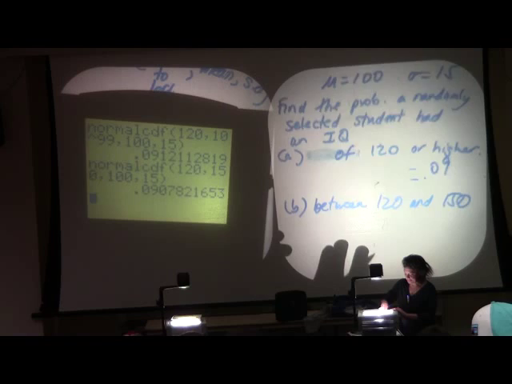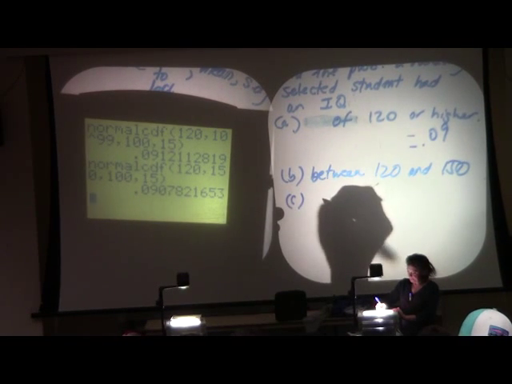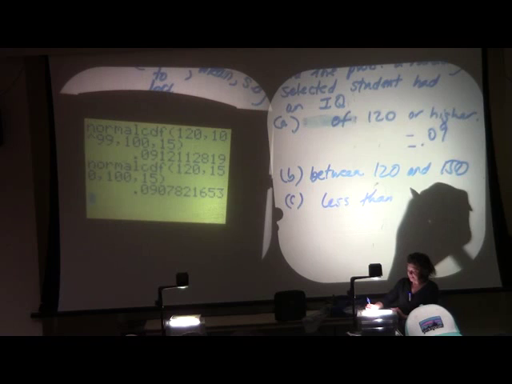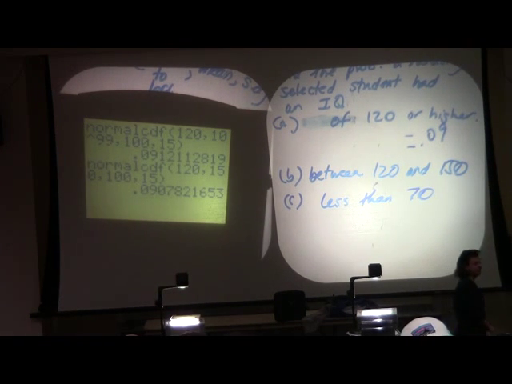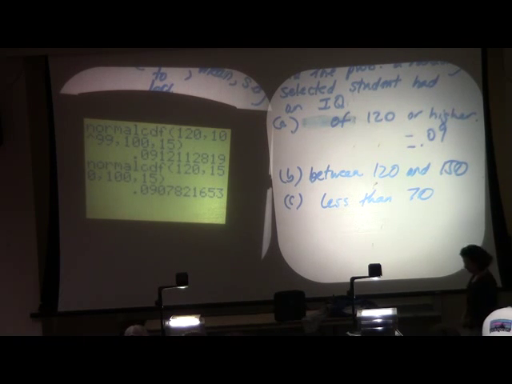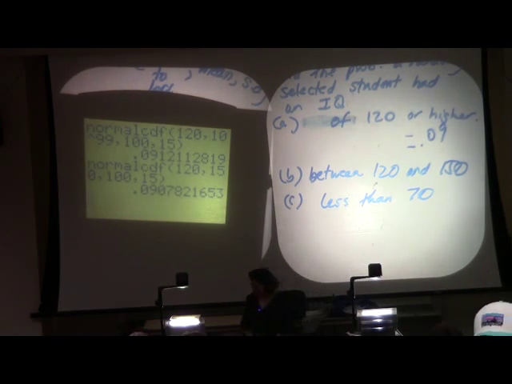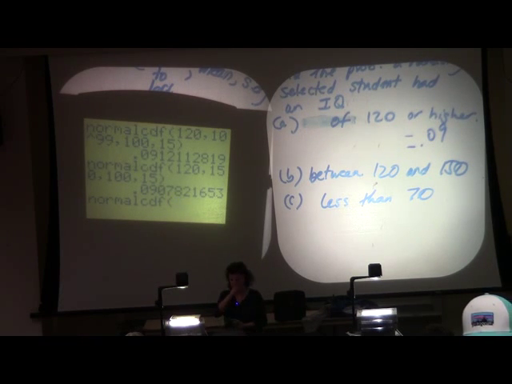Let's do one more of these. How about less than 70? What's our lower? I mean, technically it's 0, right? You're not going to get an IQ of less than 0. But we could put negative 10 to the 99. What's the upper? 70. What's my mean? What's my standard deviation?